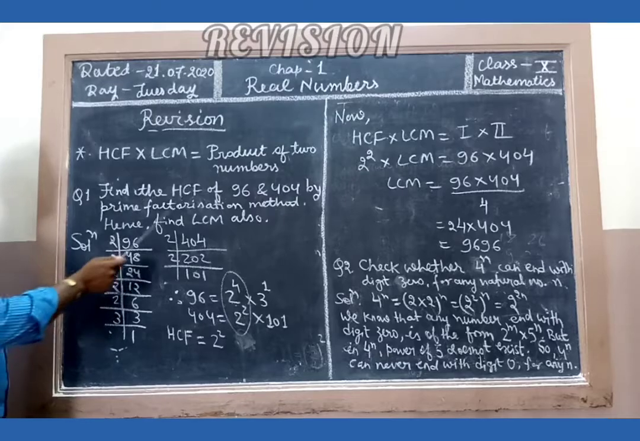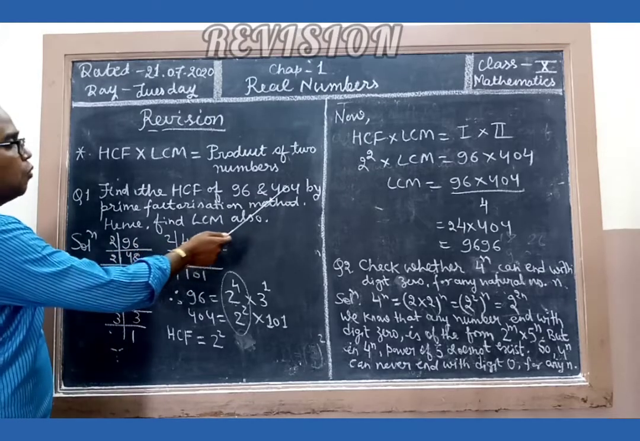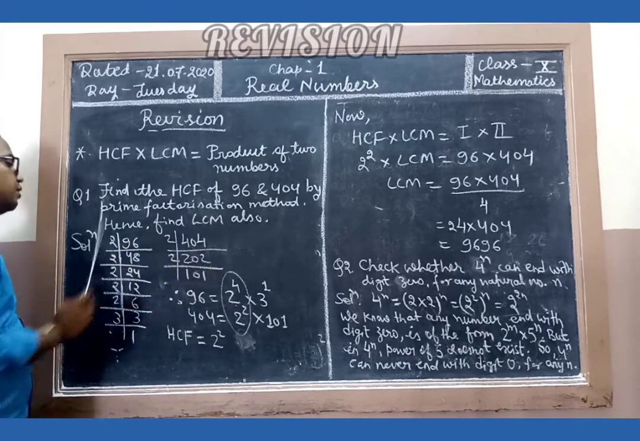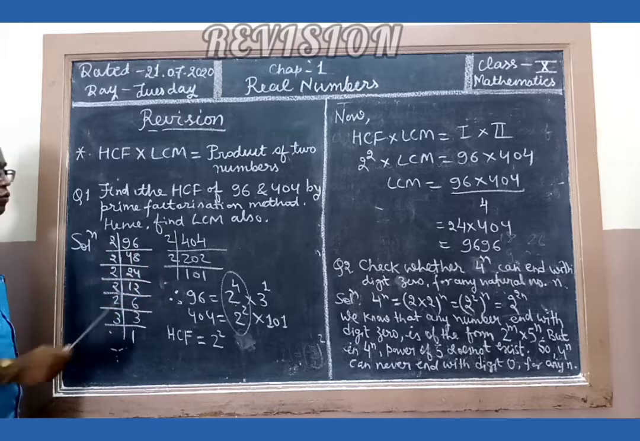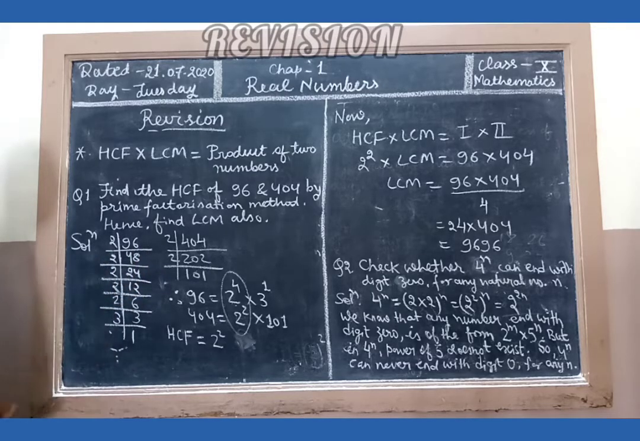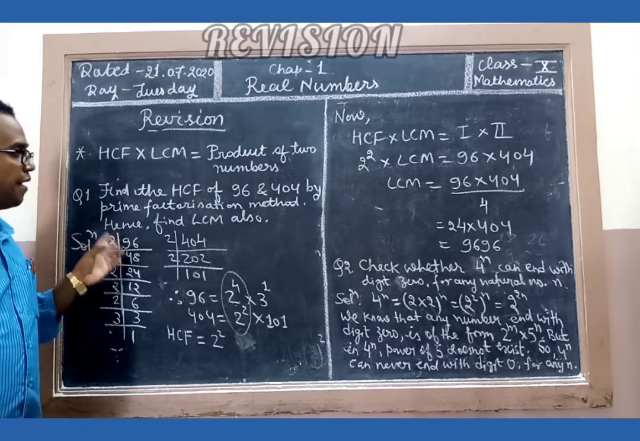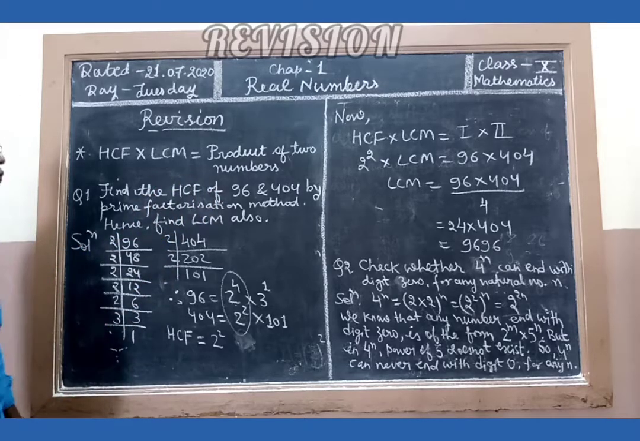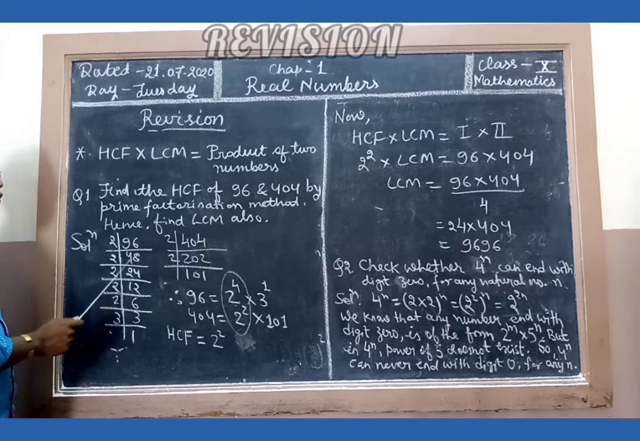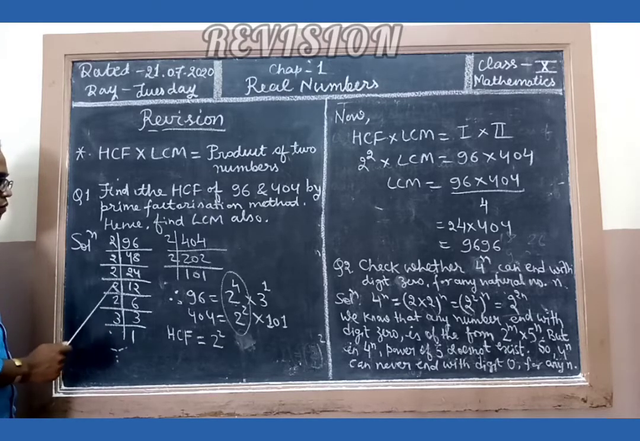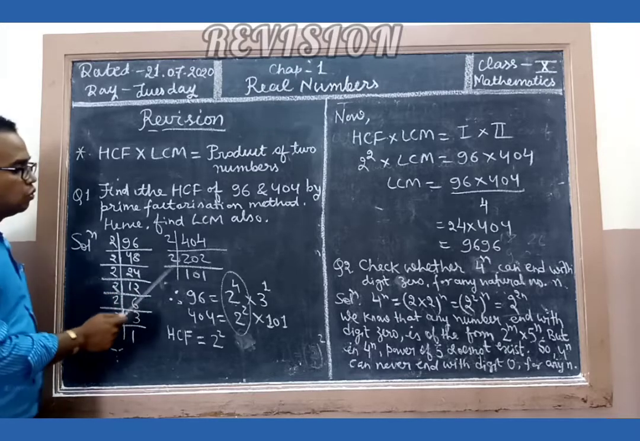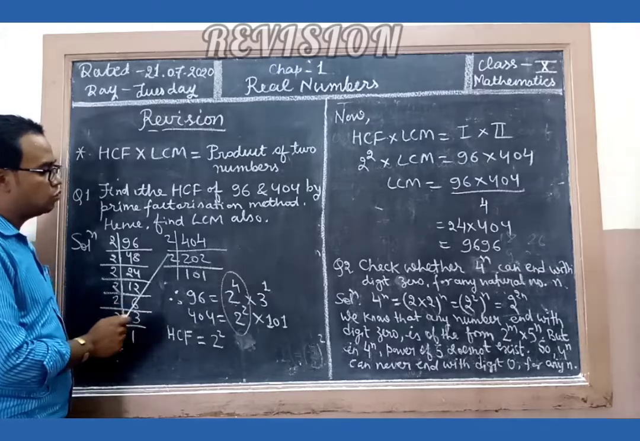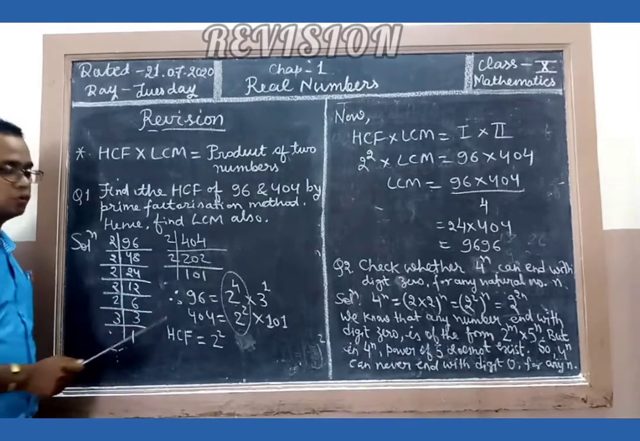Question 1. Find the HCF of 96 and 404 by the prime factorization method. Hence find the LCM also. First of all we find the prime factorization of 96 and 404. 96 = 2 × 48, 48 = 2 × 24, 24 = 2 × 12, 12 = 2 × 6, 6 = 2 × 3, 3. 404 = 2 × 202, 202 = 2 × 101.